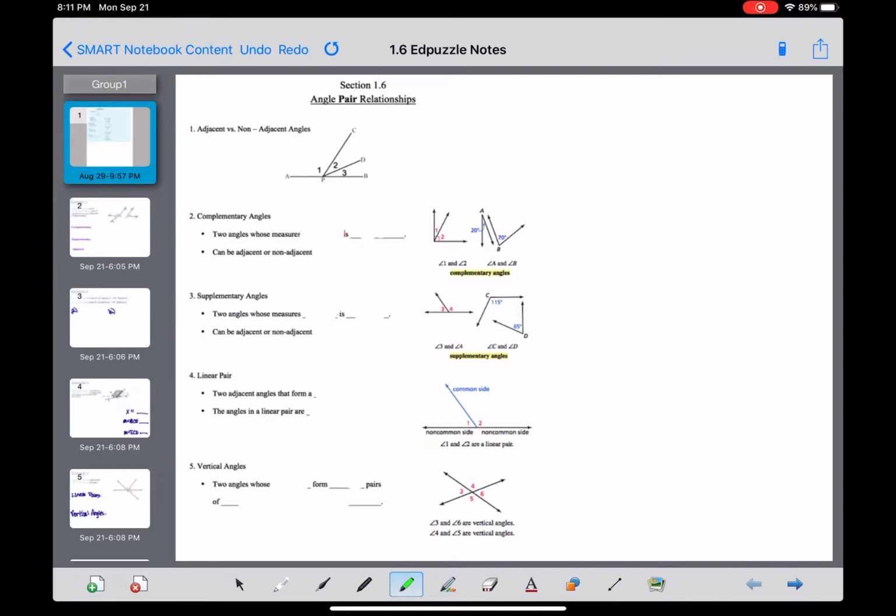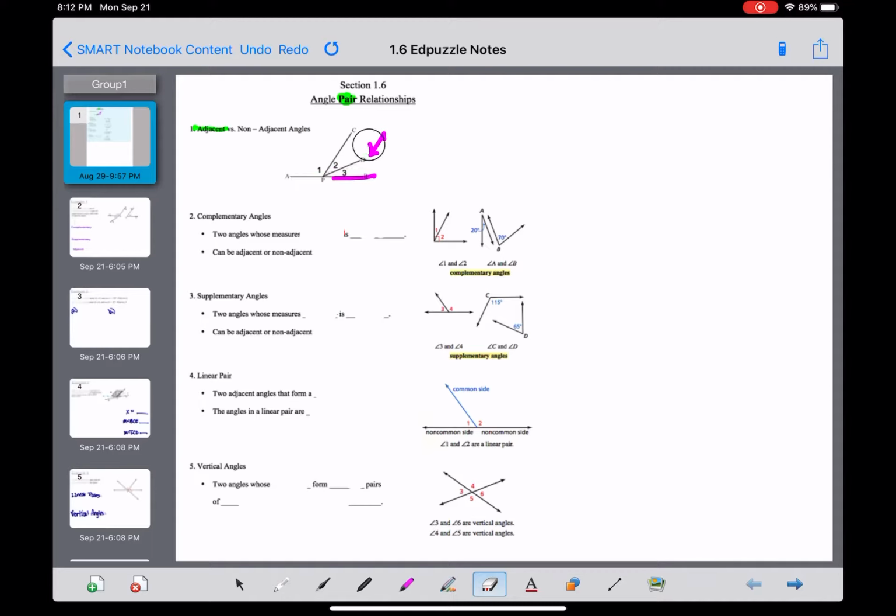Section 1.6 covers angle-pair relationships, the key word here being pair, so a set of two angles. In Section 1.5, Mrs. Jankowski covered the idea of adjacent versus non-adjacent. A pair of adjacent angles have a common side. An example would be angle APD and angle DPB. They have a common side of ray DB.